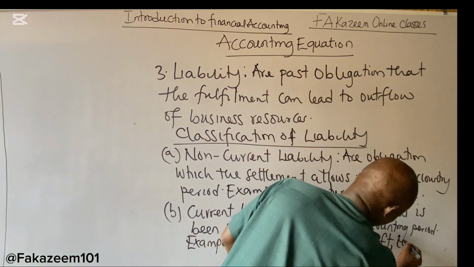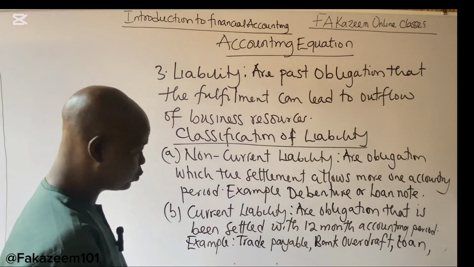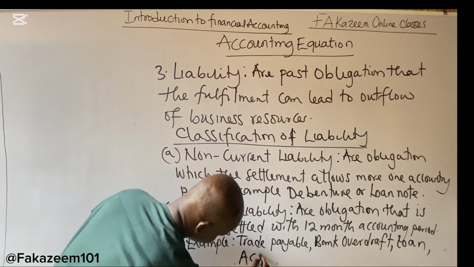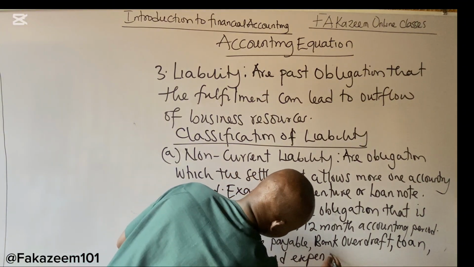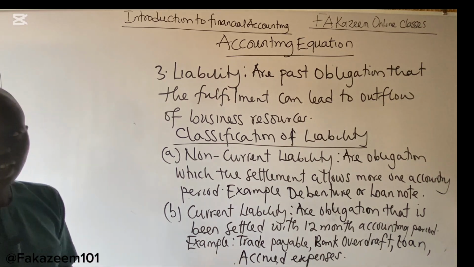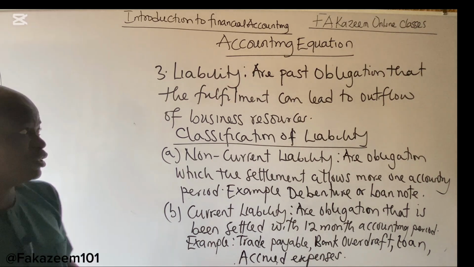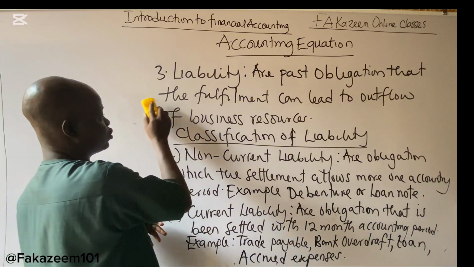We also have short-term loan, but we can call it loan. It's also an example. And we also have accrued expenses as an example of current liability. Having known three terminologies, we can now go into the accounting equation.